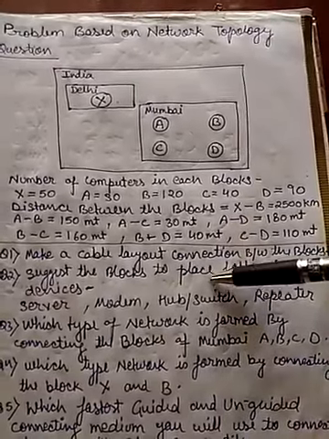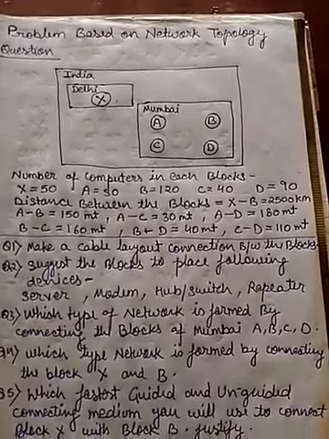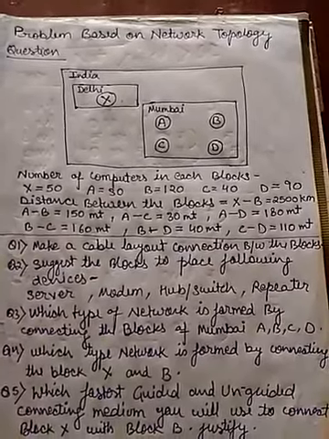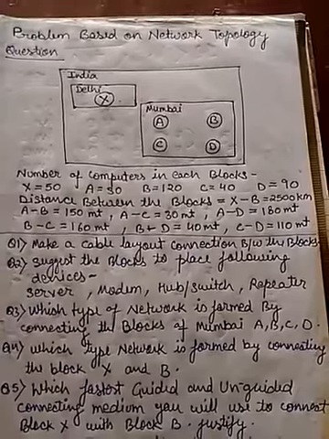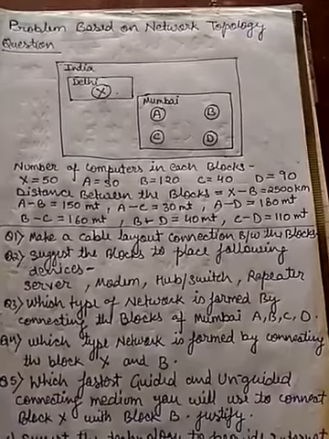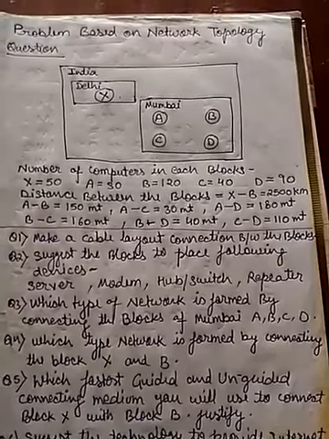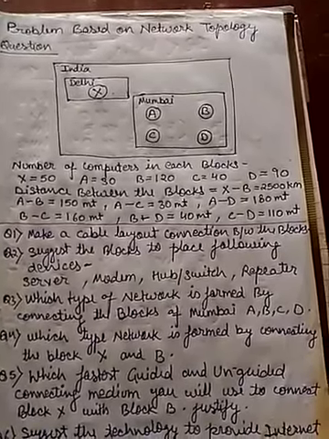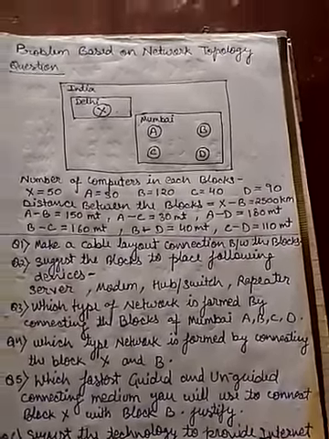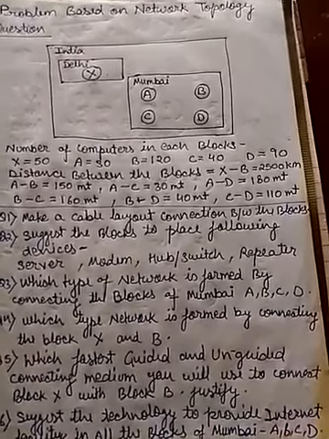Now the first part of this question: make a cable layout connection between the blocks. Sometimes it is asked to make a cable layout connection between the blocks with a specified topology. But if no topology is specified in the question, then you can make the cable layout connection by using star topology or bus topology. By default, use star topology to make the cable layout connection between the blocks. That will be more convenient and easy. Let's see how we can make the star topology to make the cable layout connection between the blocks.